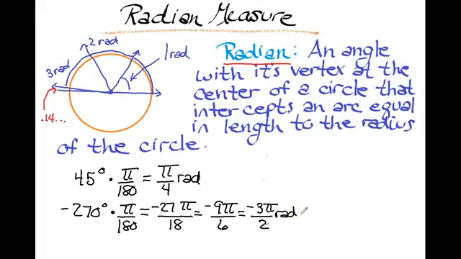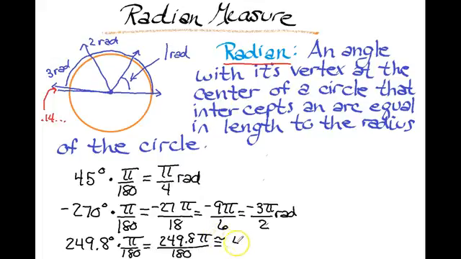The last example that I'm going to do is to convert 249.8 degrees into radians. Even though this is decimal degrees, we're still going to multiply by pi over 180. This is something that you would plug in your calculator, and when the calculation was done, this would approximately equal 4.360 radians.